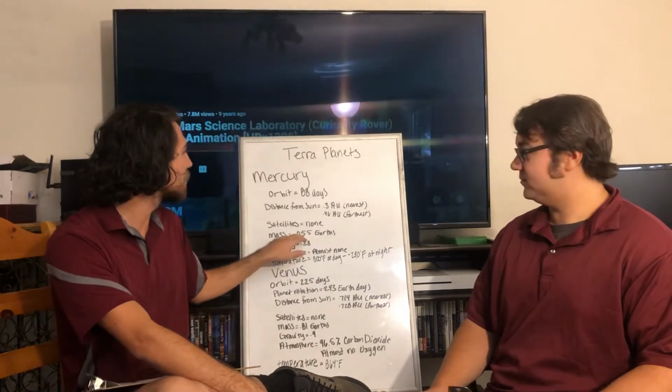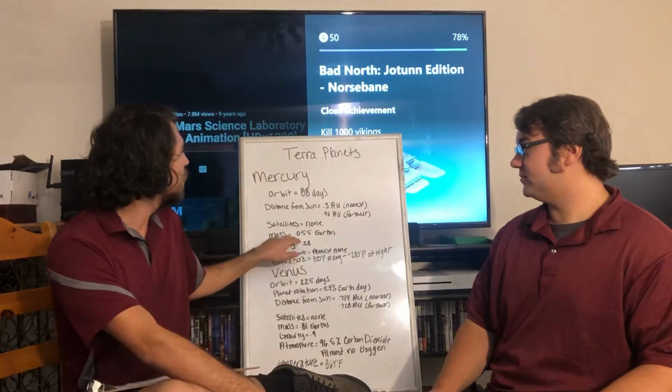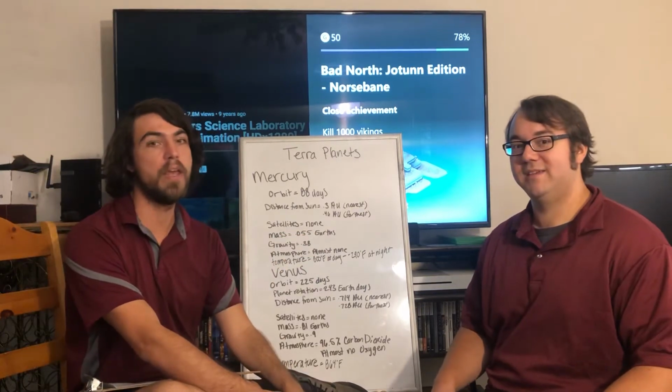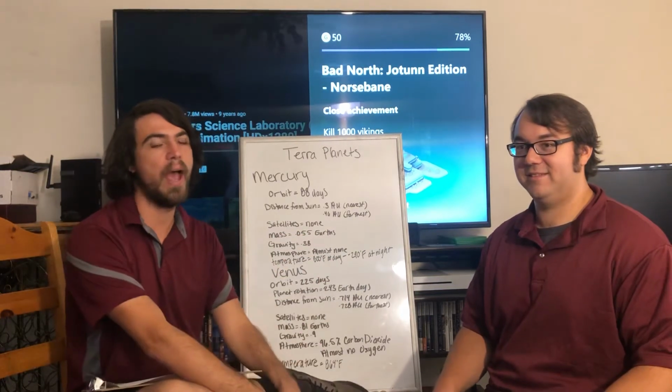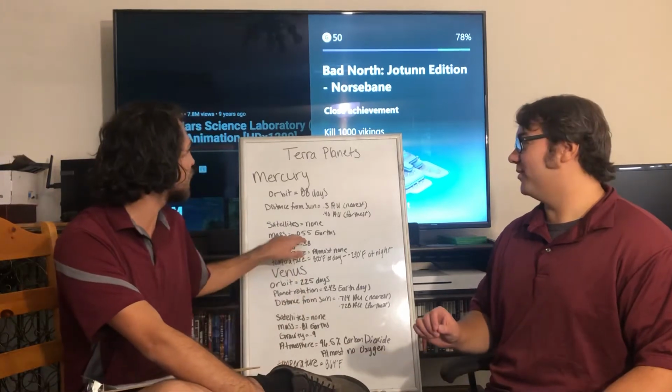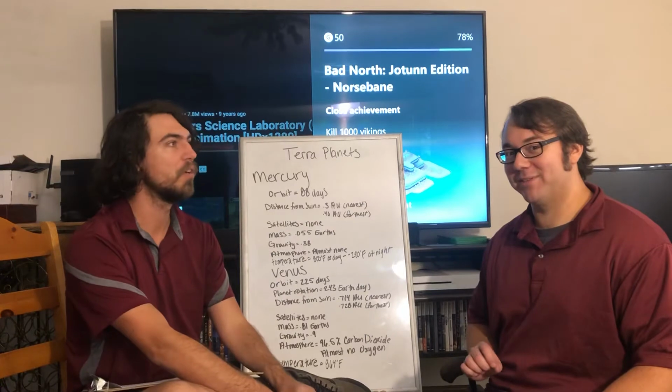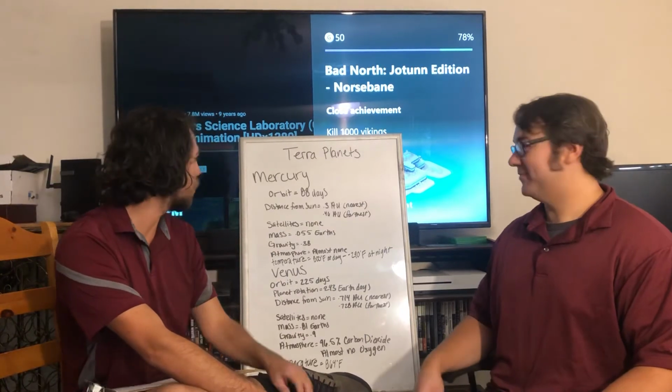Now, its mass compared to the Earth is 0.055 Earths. So it is almost half the Earth, but actually it's a lot less because it's not 0.5, it's 0.055. So that's about 5% of the Earth, so it's very small, very small.